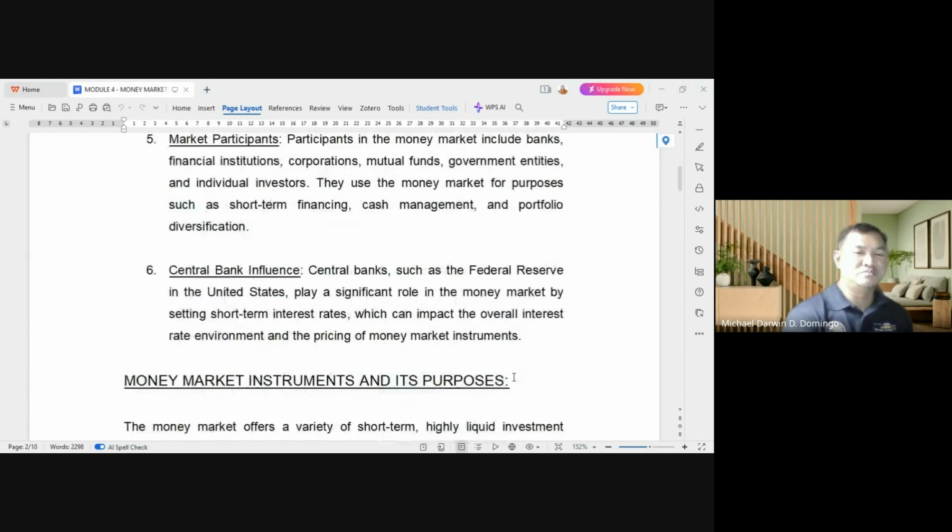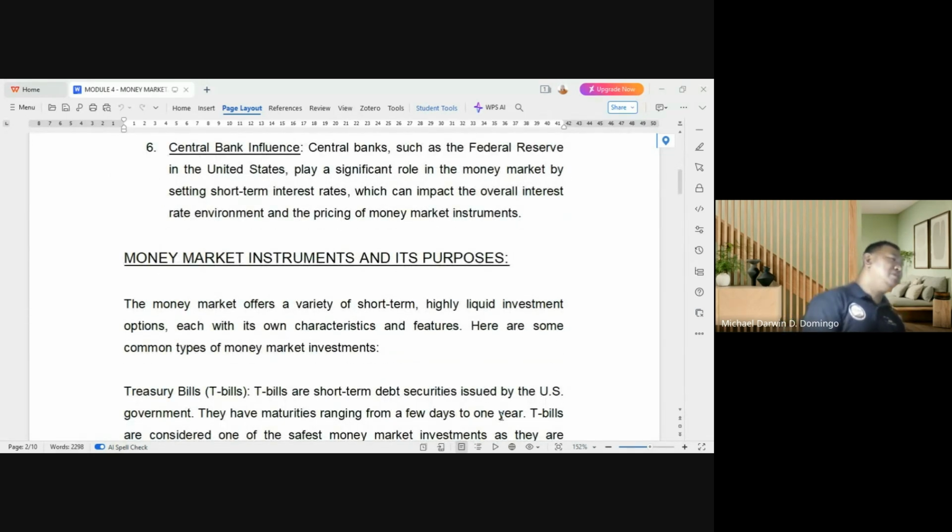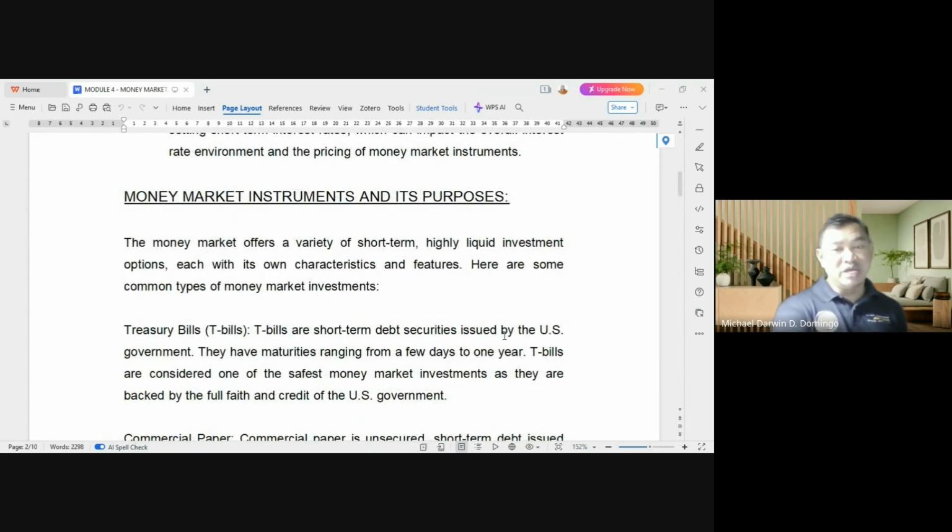Next is the instruments. So as I mentioned kanina, isa sa pinakakilalang instrument under money market is the T-bills or the treasury bills. Okay? So these are short-term debt securities issued by government, be it US, be it Philippine government. They have maturities ranging from days to 1 year. T-bills are considered one of the safest money market instruments. Now, bakit? Kasi guys, government ang kausap ko dito. So ang government may backup yan. Oo. So hindi naman sila nawawalan ng kaperahan.